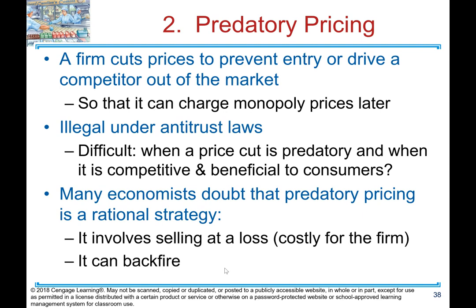Number two, predatory pricing. A firm cuts price to prevent entry or drive a competitor out of the market so that it can charge monopoly prices later. It's illegal under antitrust laws. It is difficult to tell when a price cut is predatory and when it is competitive and beneficial to consumers. Many economists doubt that predatory pricing is a rational strategy. It involves selling at a loss, which is costly for the firm, and it can backfire.